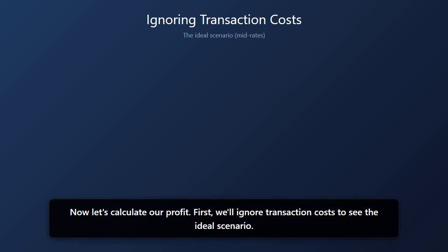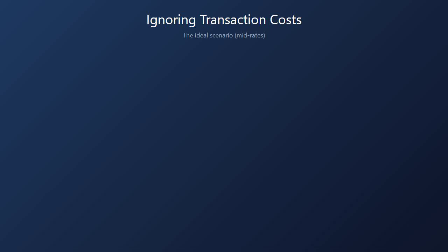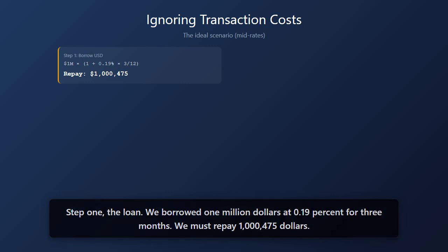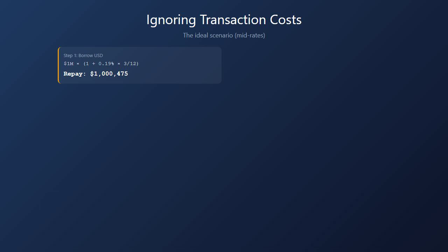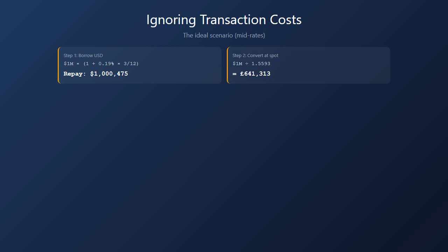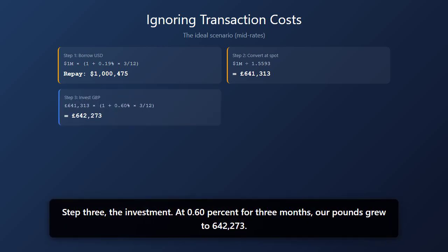Now let's calculate our profit. First, we'll ignore transaction costs to see the ideal scenario. Step 1. The loan. We borrowed $1 million at 0.19% for 3 months. We must repay $1,475,000. Step 2. The conversion. At the spot rate of 1.5593, we received 641,313 pounds.